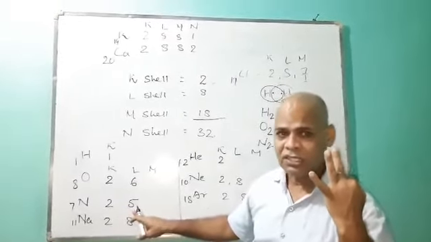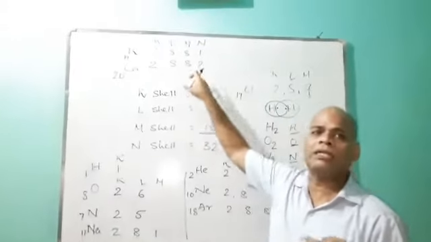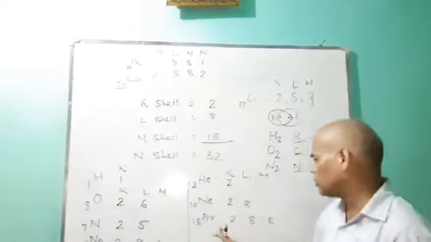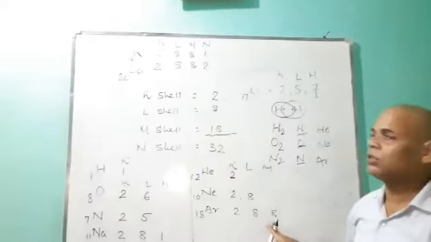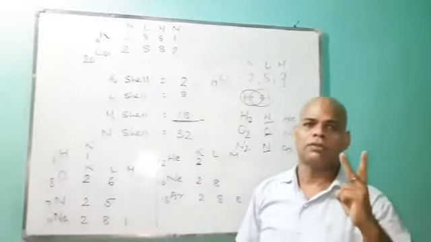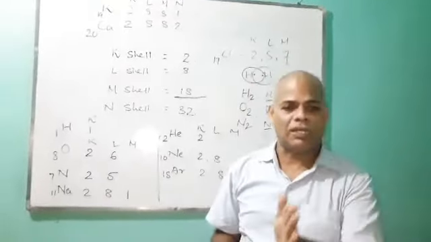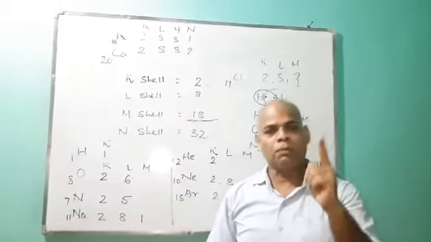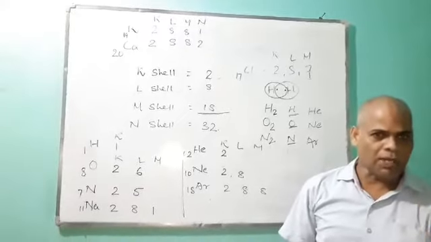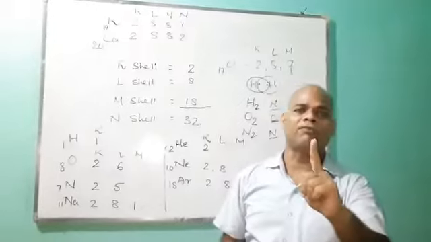Nitrogen has valency 3. Similarly, calcium has 2 electrons in its valence shell. So calcium prefers to lose electrons in order to achieve the electronic configuration of argon. So calcium has valency plus 2. So the combining capacity of an element is called valency. The number of electrons present in the outermost shell decides the valency.